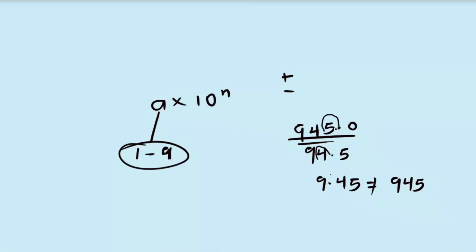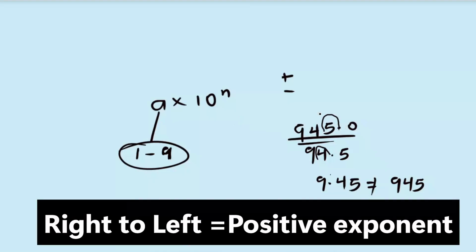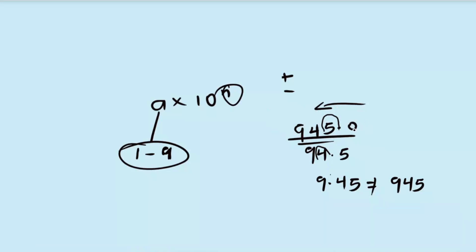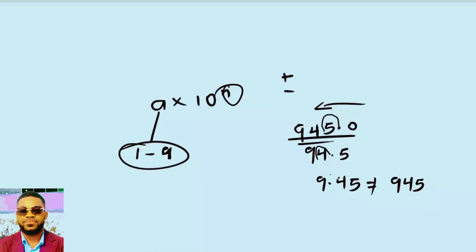So if you move from right to left, so that is this direction, if you move from here to here, that means from right to left, the exponent is going to be positive. But if you move from left to right, then the exponent is going to be negative. So the exponent that I'm going to get here is going to be positive. And the number of times that we move also matters here. So here I move 2 times, 1, 2. So that means you're going to get a positive 2. If you move 3 times, you get a positive 3. So now I'm going to get 9.45 times 10 exponent 2.